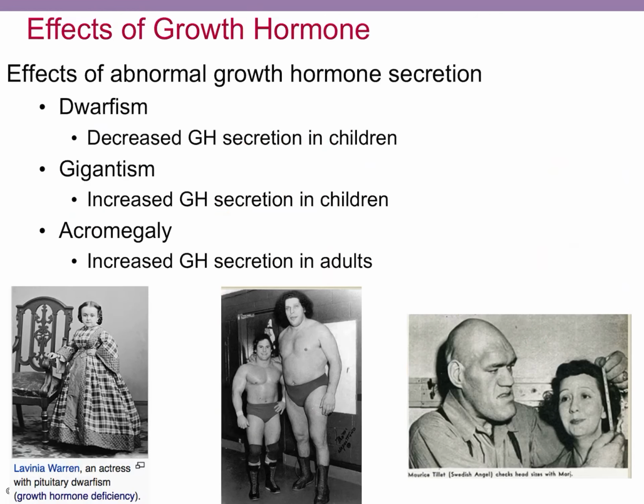Okay, so looking at abnormal growth hormone, if you have a decreased amount of growth hormone in children, you have a kind of dwarfism. So you can see this picture of this woman here. She's an actress. She has a form of pituitary dwarfism where you are proportional, but you are short in stature. Because your entire body is missing growth hormone, your body will develop in a proportional way, but it's just not going to be very big. So that is one kind of dwarfism.